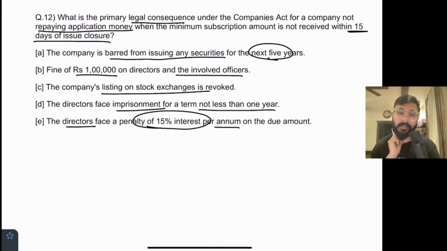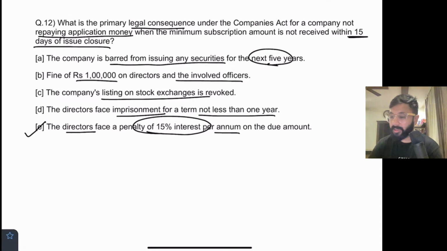कंपनीज एक्ट का है ये क्वेश्चन, सिंपल स्ट्रेट फॉरवर्ड क्वेश्चन. Yes, the answer is option number E. Directors face a penalty of 15% interest per annum on the due amount. Please सारे provisions याद करिएगा. If you don't remember them, keep revising them.